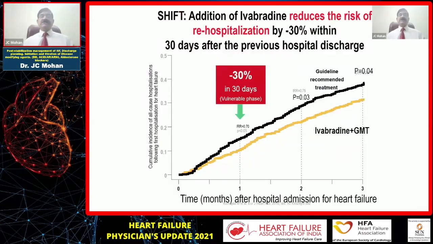And in case you can't give beta blockers and the heart rate is above 70, the second choice is, of course, ivabradine. Ivabradine can be added to a small dose of beta blockers or maybe given alone in case beta blockers are not tolerated, because the data suggests that 30-day hospitalization was reduced by nearly 30% by use of ivabradine.